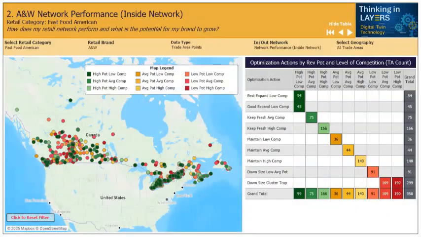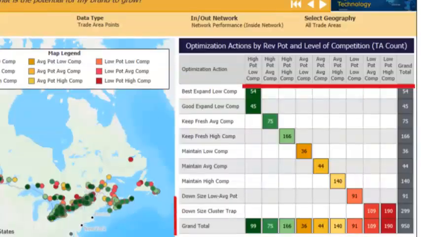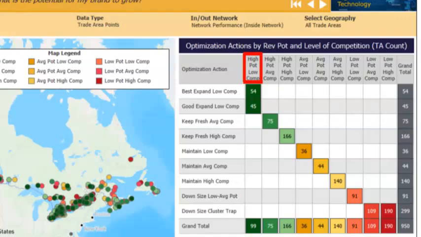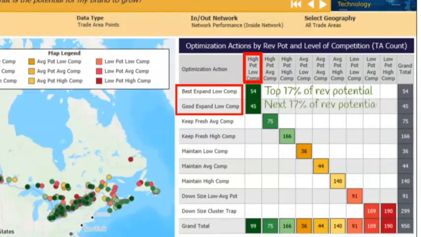Let's look at trade area performance inside the A&W network. The table is a summary of trade area supply and demand conditions along the top row, which in turn creates specific optimization actions on the left column. For example, high potential, low competition refers to trade areas in the top one-third for revenue potential and the bottom one-third for competition. These trade areas typically create the best opportunities for expansion and are further divided into the best sites with the highest revenue and good sites with slightly lower revenue.